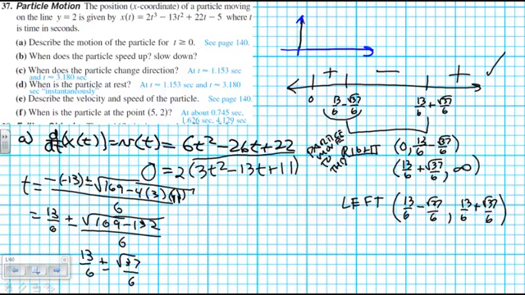And then the particle is moving to the left only in the spot where the velocity is negative. So we're good there? So that's part A.